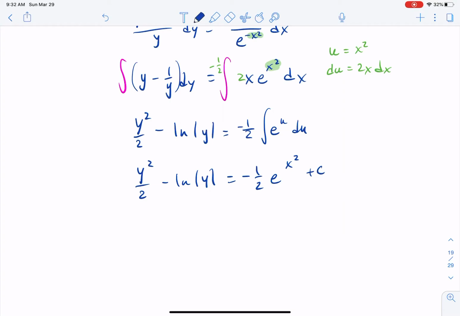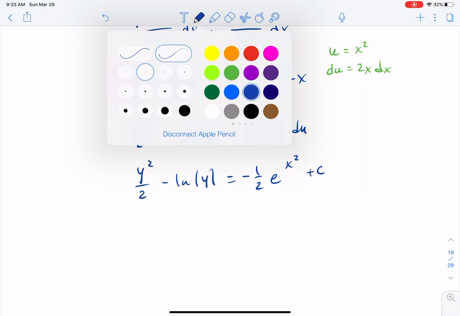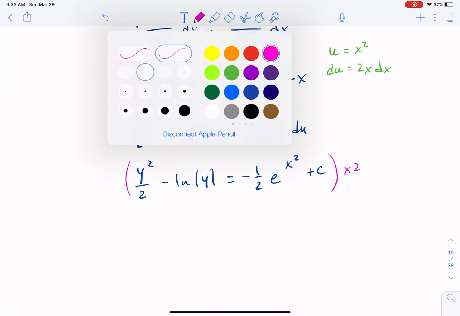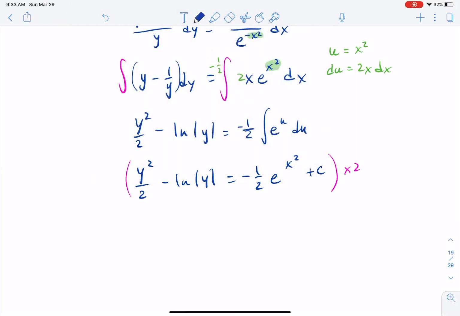Now, I can at this point go ahead and stick in my initial condition, or let's go ahead and get rid of the 2's in this particular case. I'm going to get rid of the 2's by multiplying everything by 2, which maybe makes it a little bit easier to work with. I'd have y squared minus this natural log term, which is also going to get multiplied by 2, equal to negative e to the x squared plus 2 times c, which is just some other constant, which I will call c.